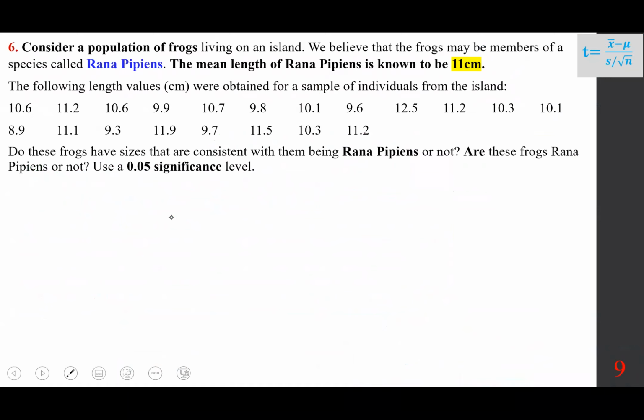Here's the last question. Could somebody read this one, please?